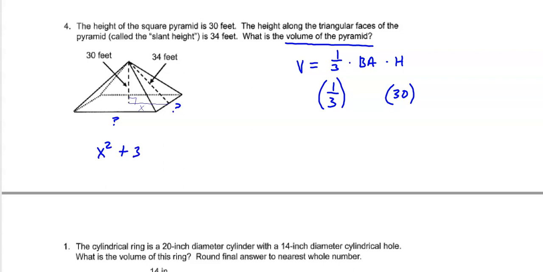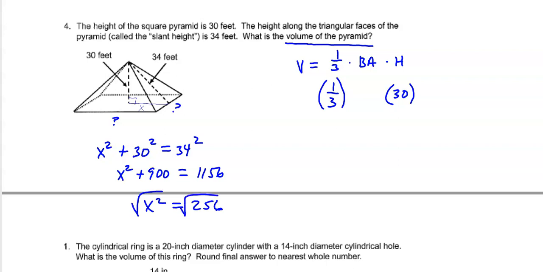x squared plus 30 squared equals 34 squared, which is x squared plus 900 equals, I've got to cheat and use a calculator for this one, 34 squared is 1156. So minus the 900 is 256. Take the square root of both of those, and we get an answer of, I think that's 16.